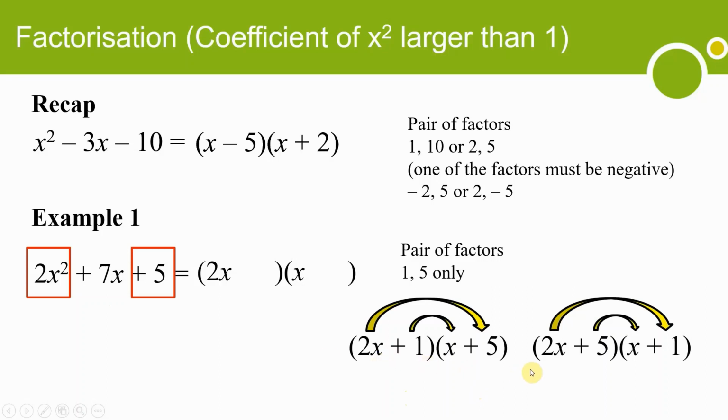For the first combination, it will give us 10x plus x, which is 11x, which we don't want, so this is incorrect. But the last one, 2x times 1, we get 2x, then plus 5x, this will give us the 7x. So this is the correct answer. And that is how we factorize when we have a first term that is more than 1.